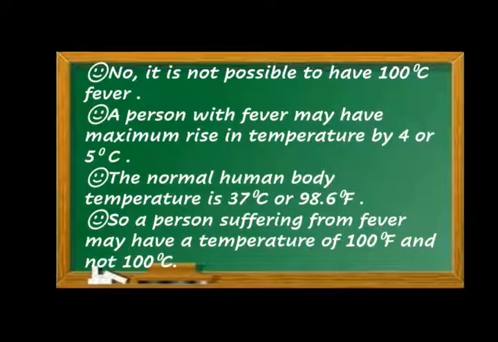No, it's not possible to have a 100 degrees Celsius fever. A person with fever may have a maximum rise in temperature of 4 or 5 degrees Celsius. The normal human body temperature is 37 degrees Celsius or 98.6 degrees Fahrenheit. So a person suffering from fever may have a temperature of 100 degrees Fahrenheit only. He cannot have a temperature of 100 degrees Celsius.